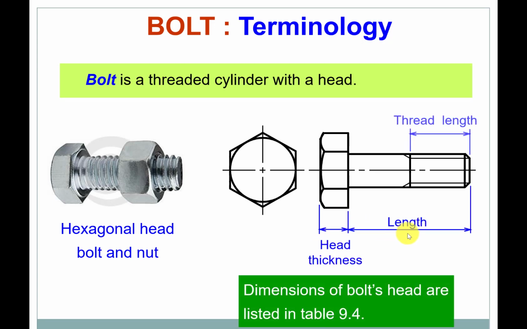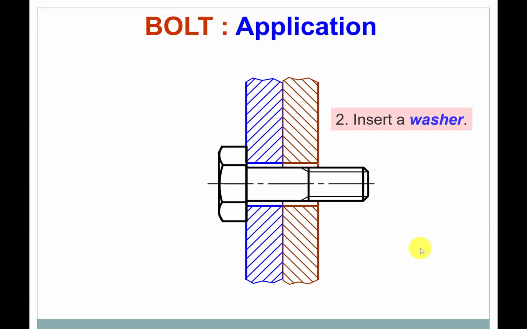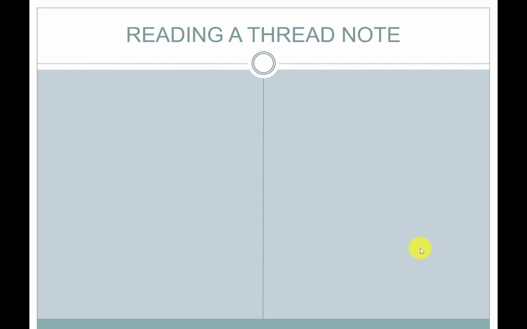A bolt is a threaded cylinder with a head. You insert a bolt into a hole, and then on the other side, you insert a washer and screw on a nut.